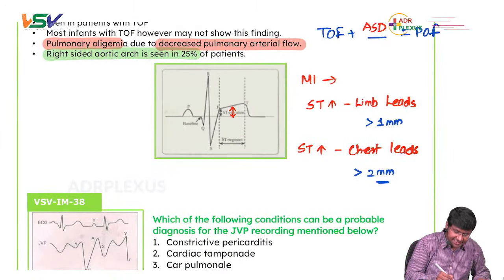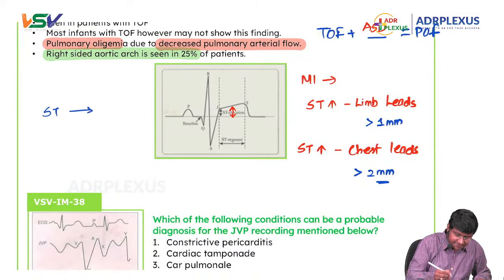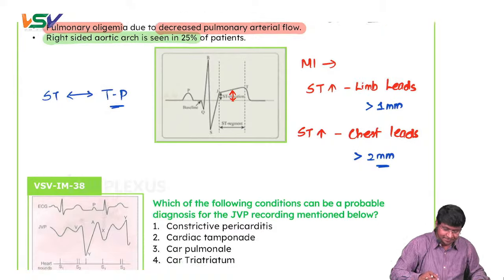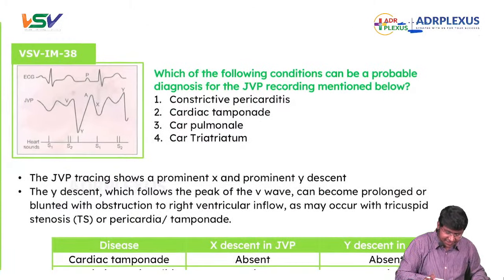And always the ST segment, you need to compare that with the TP segment. The TP segment is what will give you a comparison to the ST segment. All right, that was about the ECGs and chest X-ray.